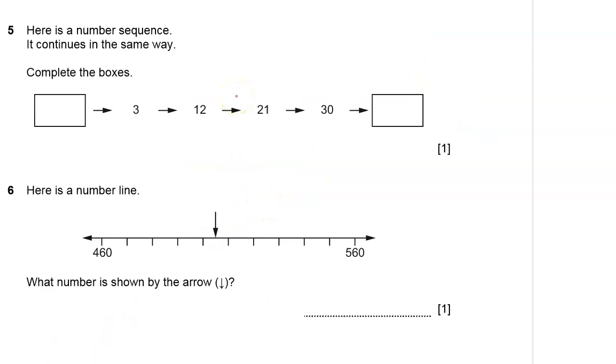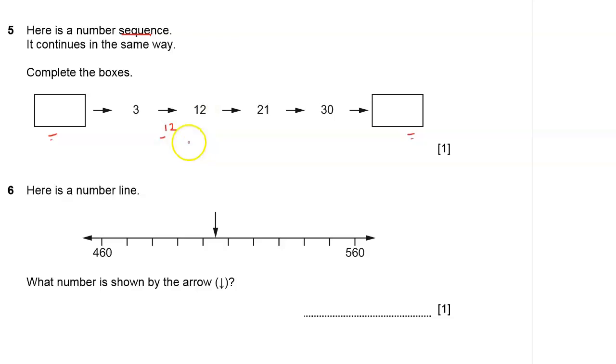Question number 5. Here is a number sequence. It continues in the same way. Complete the boxes. We have a box in the beginning, the box in the end right now. Any sequence has the same increase or decrease between two given numbers. So we want to find the difference between 12 and 3 to get to know the sequence.